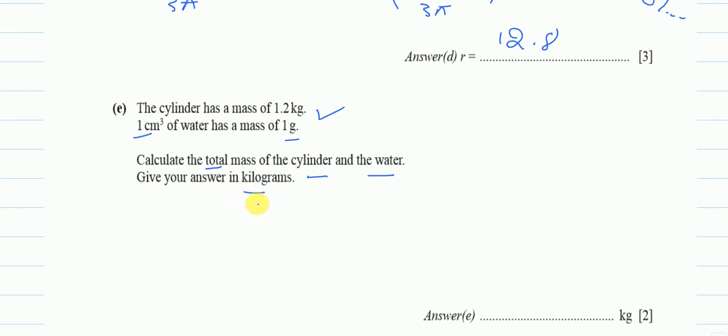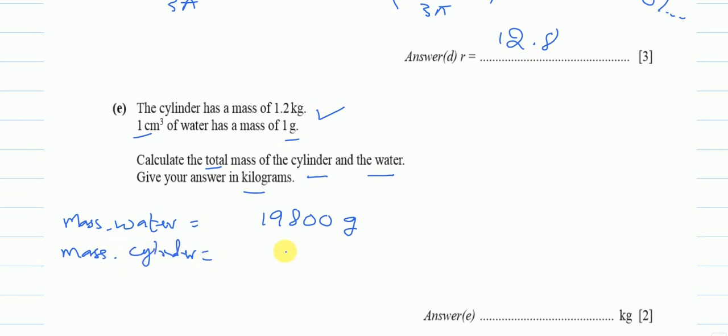Fine. So the mass of water was 19800 centimeters cubed, and every centimeter cubed is 1 gram, so there's no need to convert this one. And the mass of the cylinder is 1.2 kilograms. In grams, I will just multiply it by 1000. Make sure you are good at your conversions, they will always help you in the exam.